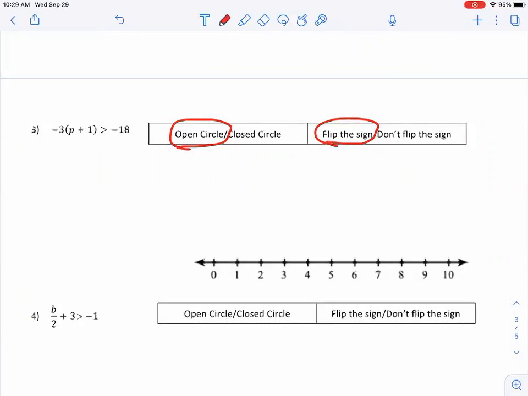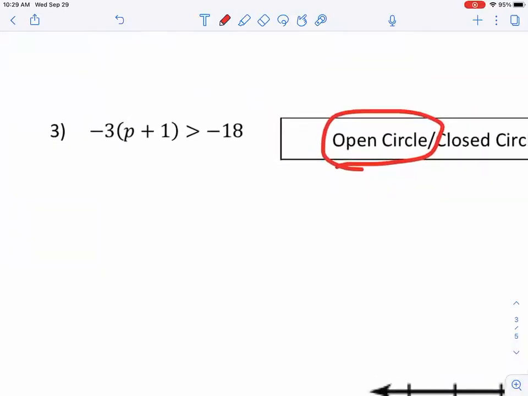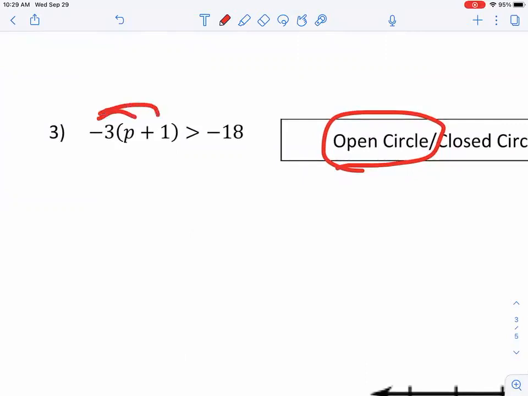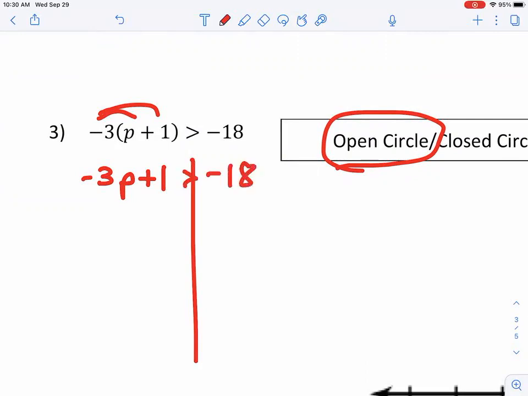All right, so now let's start to solve that. Just like our equation before, we're going to distribute that -3. So I have -3p plus 1, and then that's greater than -18. Okay, so I distributed, plus 1. I have to distribute, right? Yeah, thank you. It's -3p minus 3, to distribute that -3. So -3p minus 3 is greater than -18.